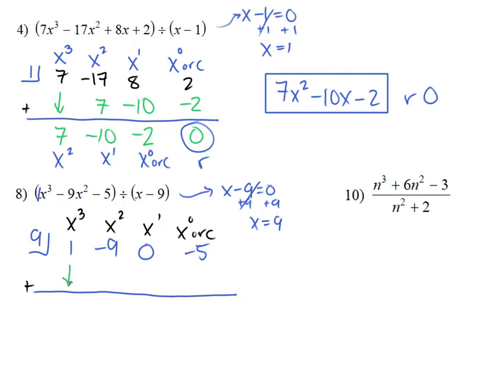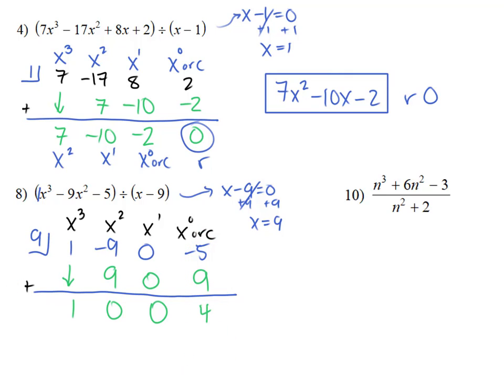Remember, to start this off, we just drop down the very first coefficient. Multiply by the number in the box, we get 9. When we add, we get 0. 0 times the number in the box is 0. Adding, we get 0. 0 times the number in the box gives me 9. And when I add these two together, we get positive 4.